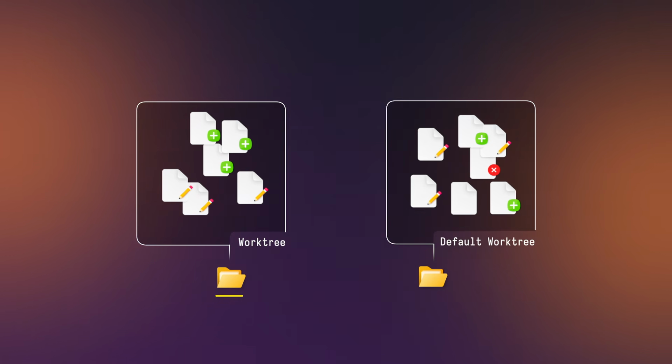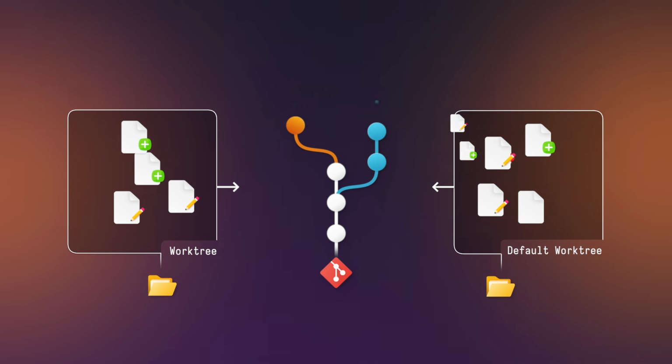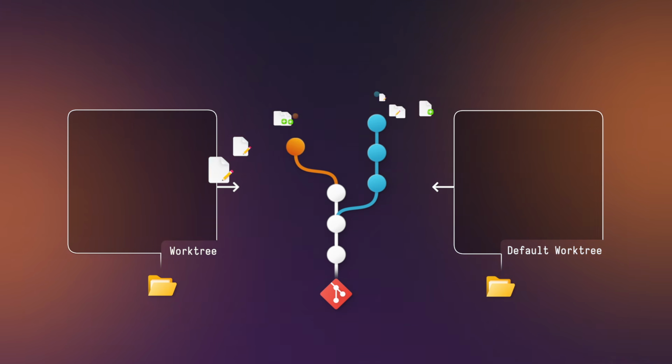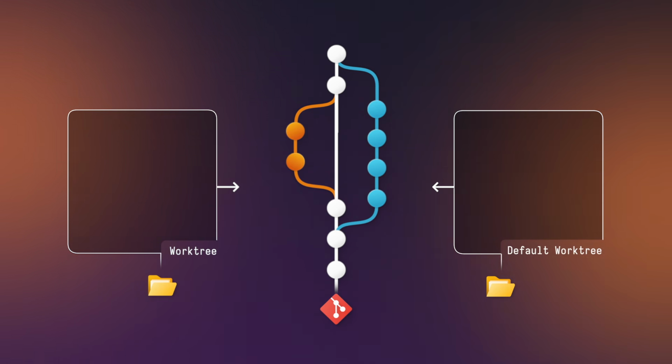And that's because work trees have their own folder on disk with a copy of the project files. You just do some work, commit, and then swap to another work tree and do the same thing. They all share the same repository. And conceptually, that's all there is to it.